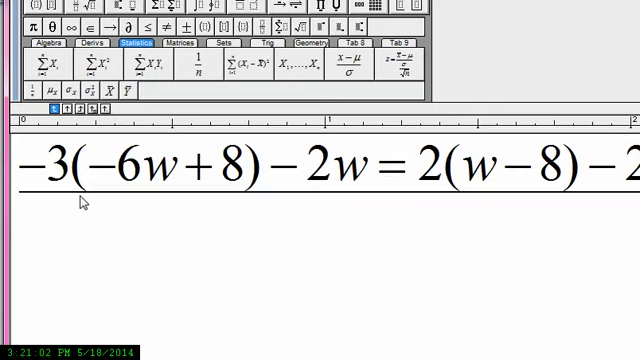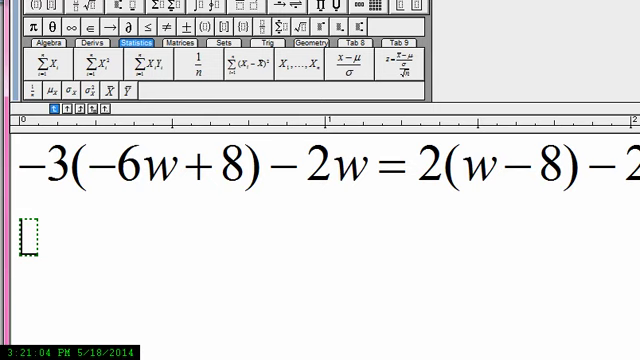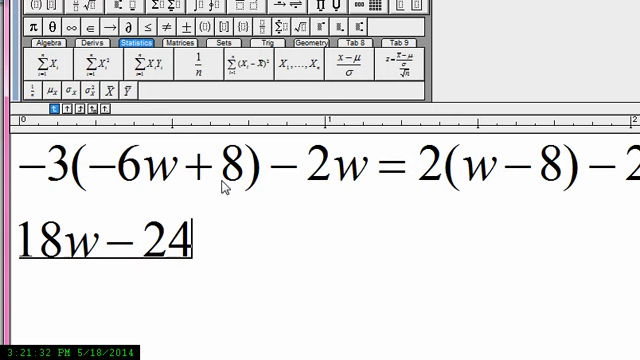When we distribute the minus 3 on the left-hand side, we have the following. Negative 3 times negative 6W is going to be a positive 18W because the minuses cancel. And then negative 3 times the added 8 gives you minus 24. Sorry, I said W by mistake. Negative 3 times 8 is 24, minus 2W.